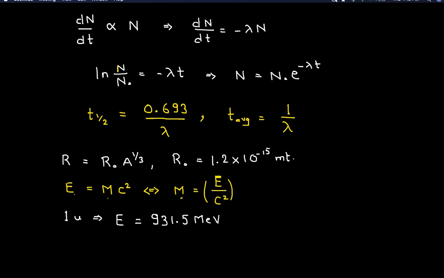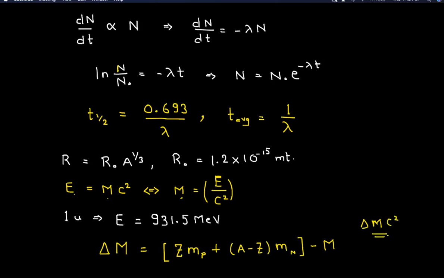Okay. We also learned that the binding energy of a nucleus is equal to the mass defect it has, which is the atomic number Z into the mass of proton, plus A minus Z, which is mass number minus atomic number, that will give you the neutrons, so the mass of neutron, minus the mass of the nucleus. This is the mass defect, and delta M into c square is your binding energy. Okay. Binding energy per nucleon is what? This divided by the mass number, which is the number of protons plus neutrons. So this is the mathematical part of it, which we have learned.